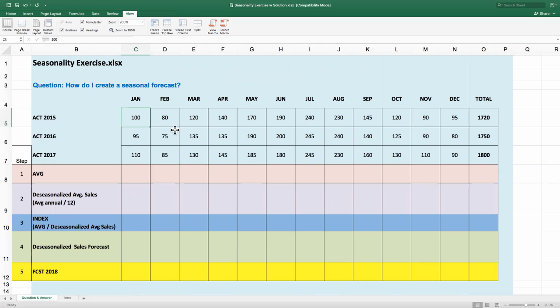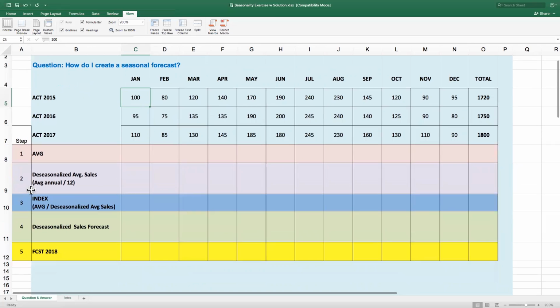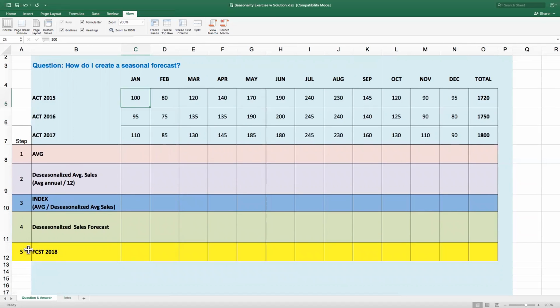Okay, so we do have some steps, and we'll take a look at how to fulfill these steps in order to come to a forecast that includes seasonality. All we really want to do is understand that there are some months that we're going to sell lower amounts and some months that we're going to do higher amounts. To figure this out is actually pretty simple and probably pretty logical.